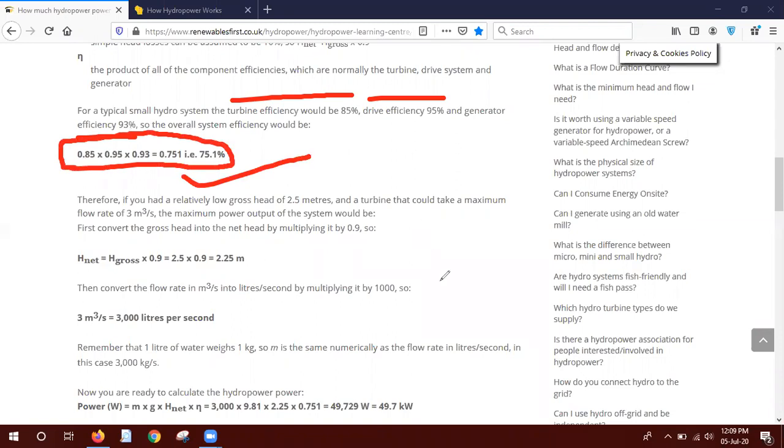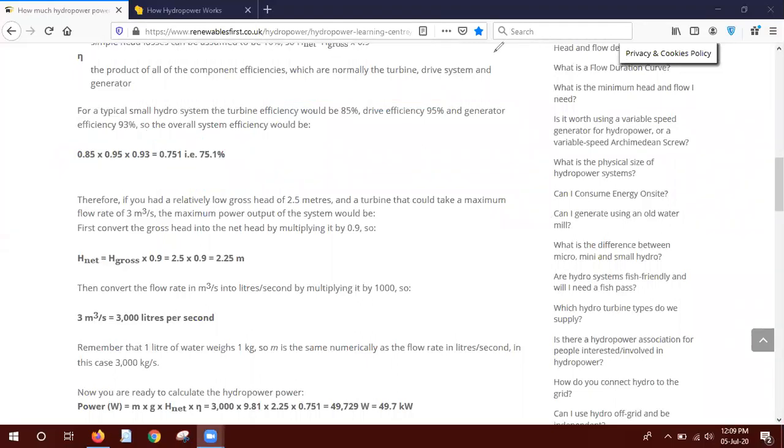Okay, so that was the main way to find out the power of a hydroelectric power plant. Always remember that if we want to get the power of a hydroelectric power plant, we need the amount of water per second, the effective height, and the net efficiency.